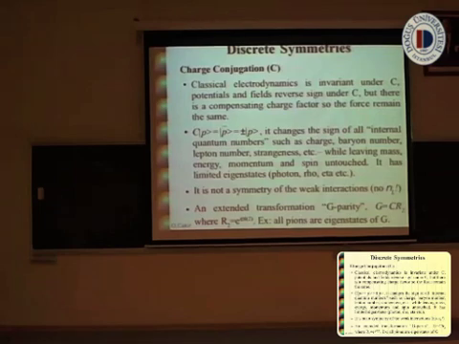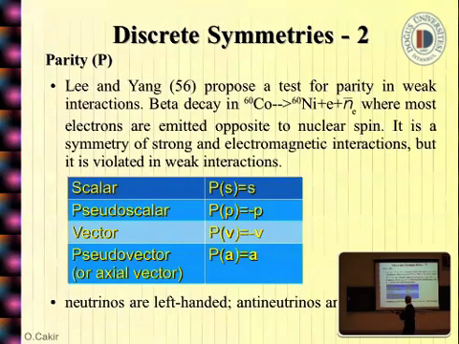Instead, an extended transformation, G parity, is used. G parity is C times R2, which is an exponential factor here, e to the i times pi times the second component of the isospin. In this case, all pions are eigenstates of G. But we cannot say this for the charge conjugation. Another one is the parity.